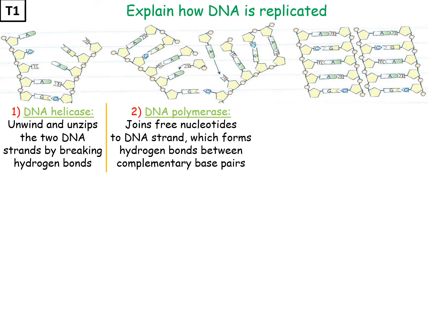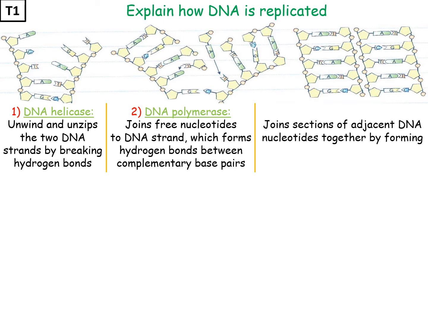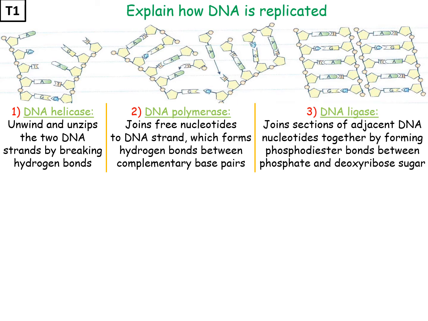Now those free nucleotides are separate to each other, so they also need to be joined to each other. So to join sections of adjacent DNA nucleotides together to form the phosphodiester bonds between the phosphate of one nucleotide and the deoxyribose sugar of an adjacent nucleotide, that occurs using an enzyme called DNA ligase, which you would have heard about in genetic engineering.